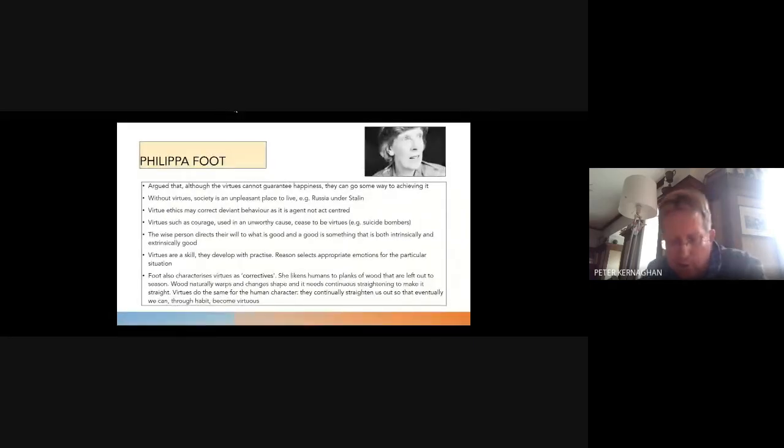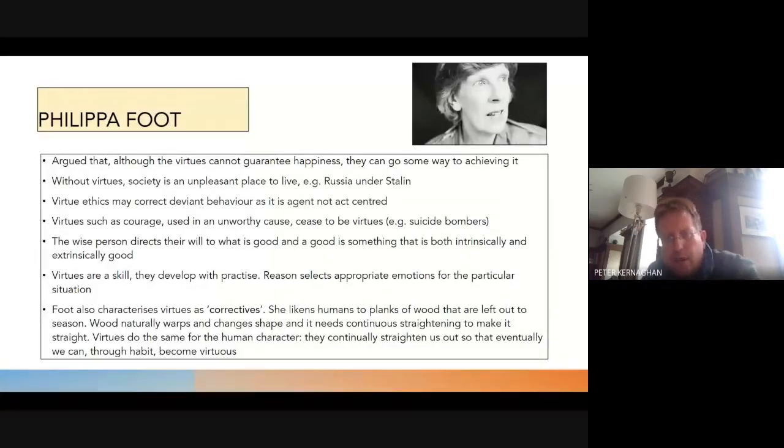So what are the essentials that you need to know? So virtues cannot guarantee happiness, but they can go some way to achieving it. Philippa Foote is writing 20 years after Anscombe, so that would make it sort of the 60s, 70s, late 70s, early 80s. And she's writing in a tradition of ethics and philosophy that's all about the clarification of language. That's what you heard there. Foote was concerned to establish the meaningfulness of language.